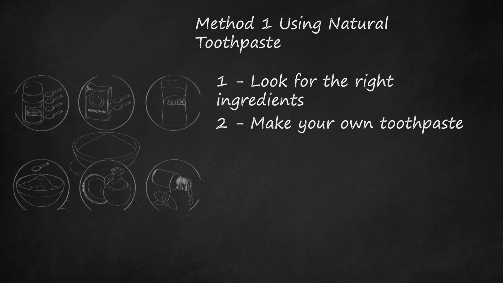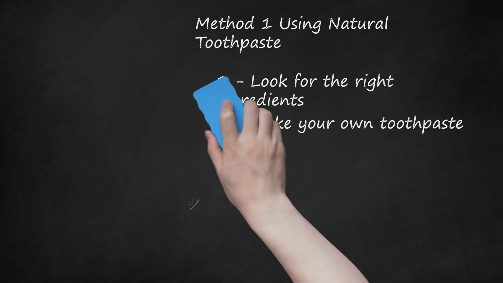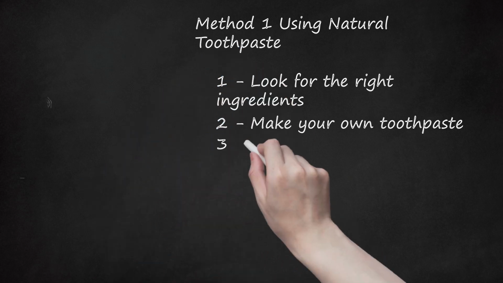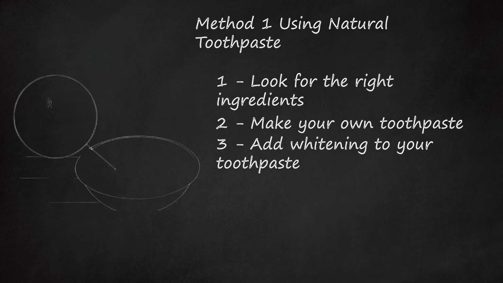You can make this in bulk and seal it in a jar to use over time. To avoid any possible spoiling of the ingredients, keep it in your refrigerator. 3. Add whitening to your toothpaste. You don't have to do without whitening if you make your own toothpaste.